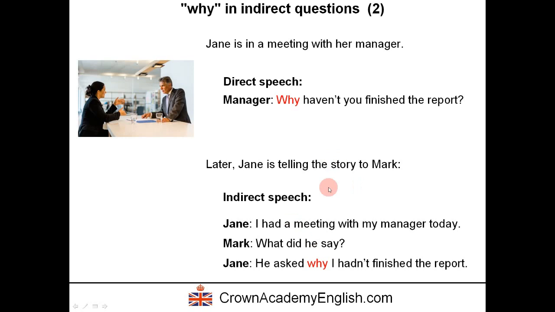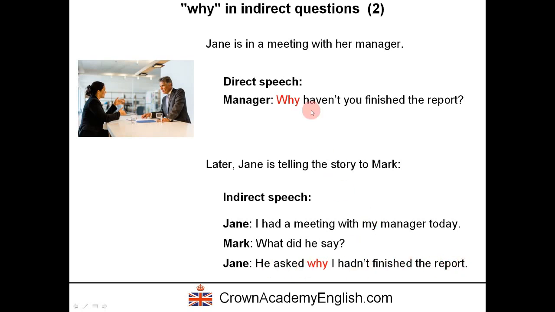So this is an indirect question. Okay, so it's indirect speech. She's reporting a question that was asked earlier in the day. But this sentence is actually in the affirmative. I hadn't finished the report. There's no question mark here. It's not a question. This is a statement reporting a question.